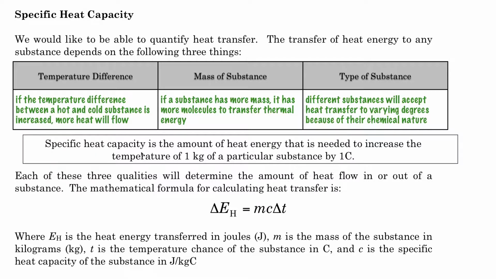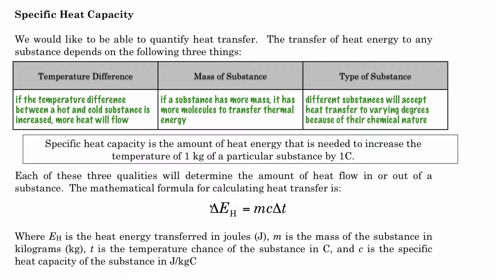It's kind of like density, right? It's a quantity that's going to tell us about a substance, okay? This is the actual definition. It's the amount of heat that's required to increase the temperature of 1 kilogram of some substance by 1 degree Celsius. So each of these quantities determines the amount of heat that will flow into or out of a substance.